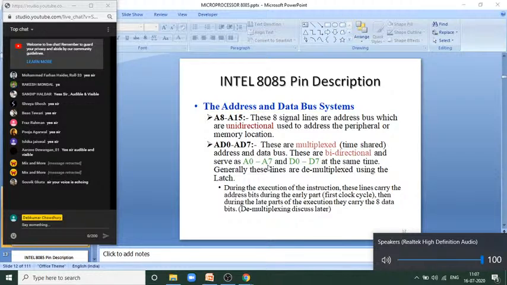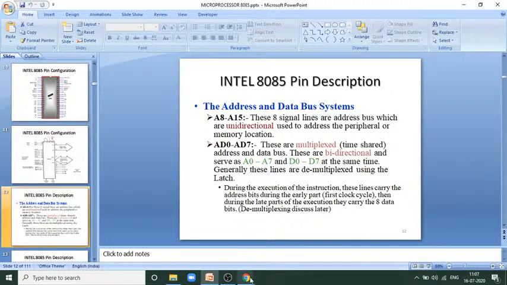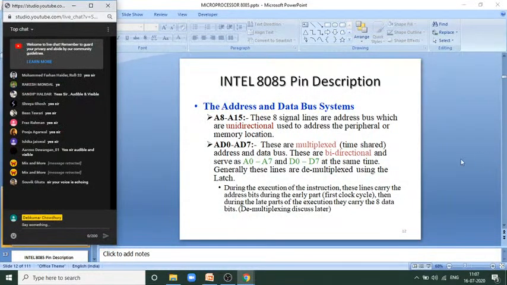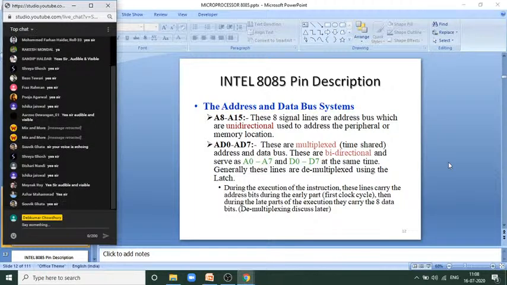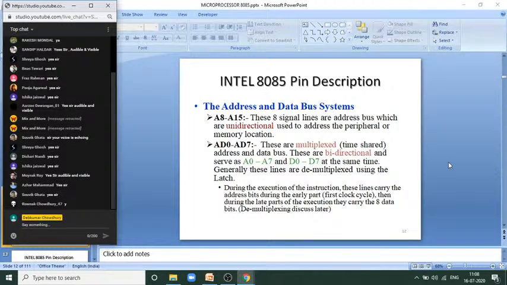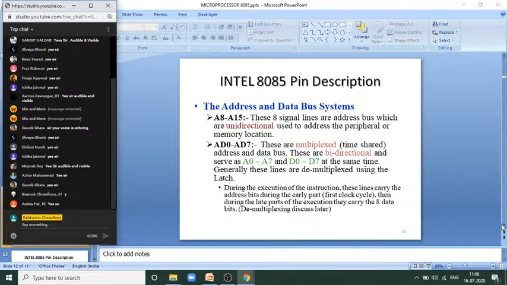Am I properly audible to all of you? Am I properly visible to all of you? Whether my screen is properly visible to all of you, please reply if it is. Is there any buffering problem or any other problem you are facing? I don't think so. So let us move to the next slide.